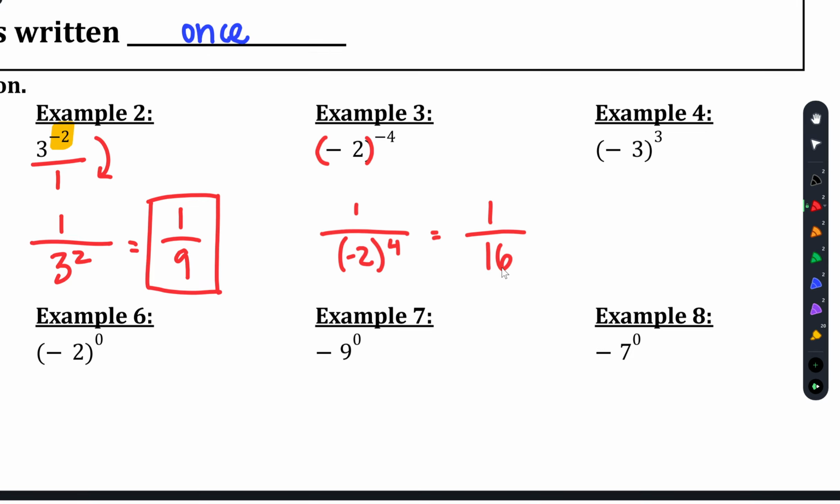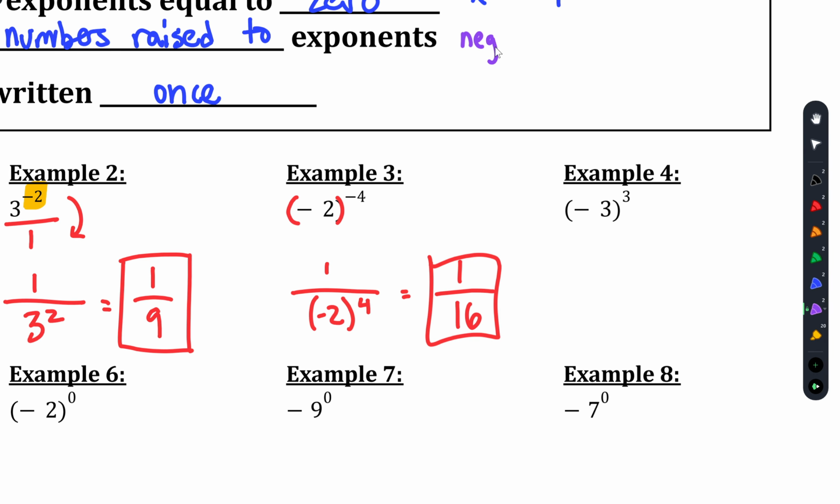When negative numbers raised to exponents, are you writing this down? Yeah? Yeah. No. Yes, I am.